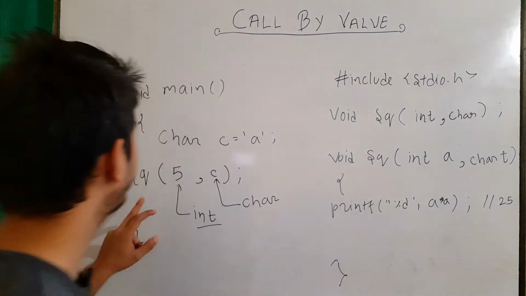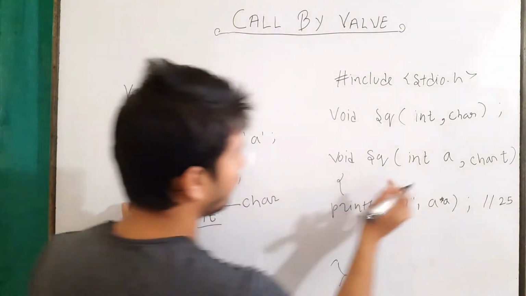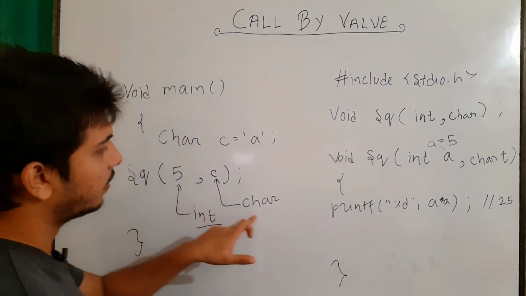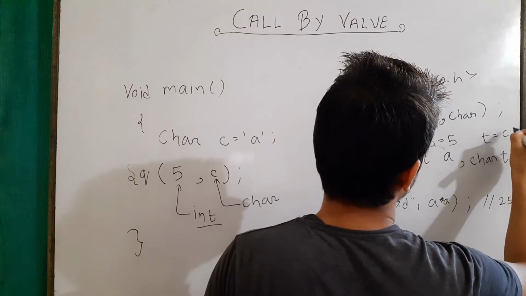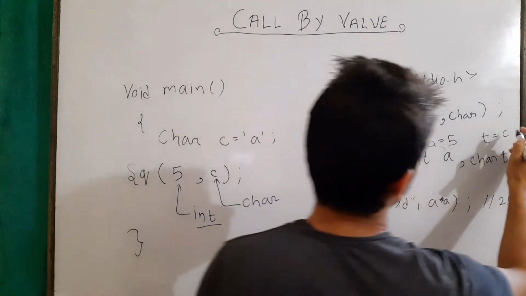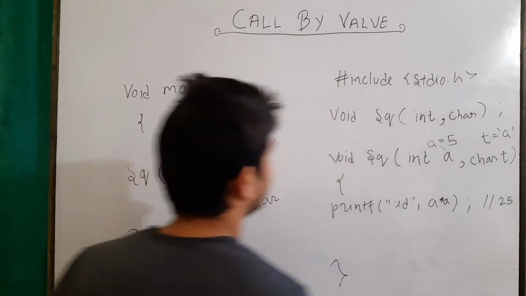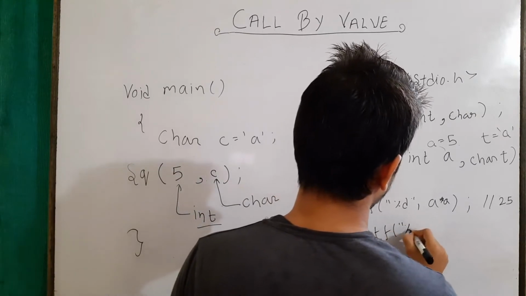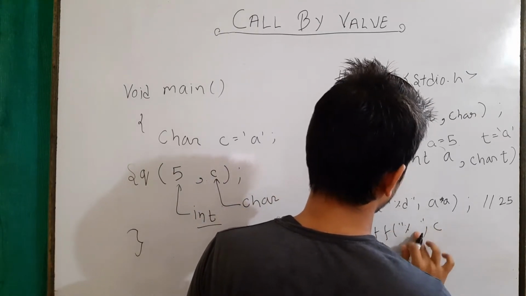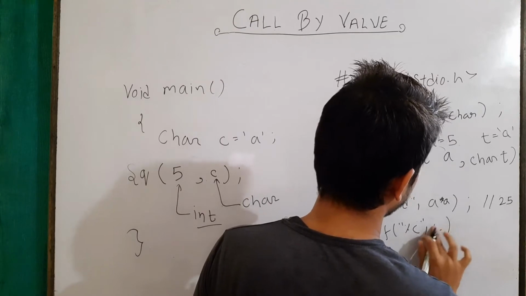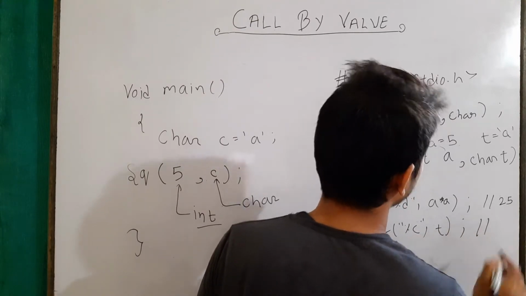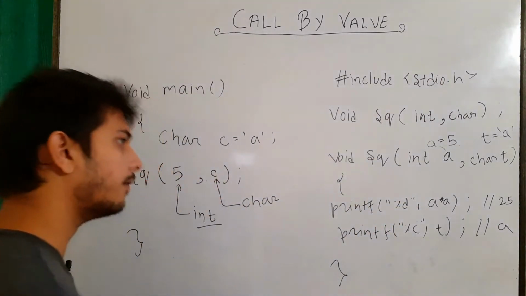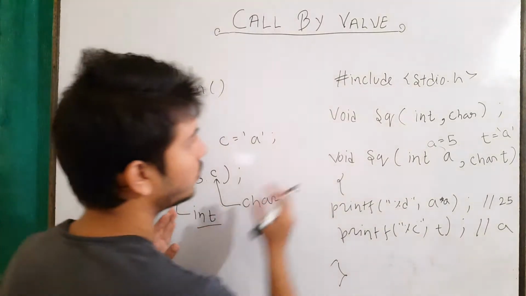Now what will happen when I am calling this function, 5 will be assigned to a, so a will become 5 and t will become equal to c, which is the value of c is a, so t will become a now. So here now I write printf of %d and %c and t, then what will be the output? Currently the value of c is a, so it will give me output as a. So this is how we are able to send the values to a function.